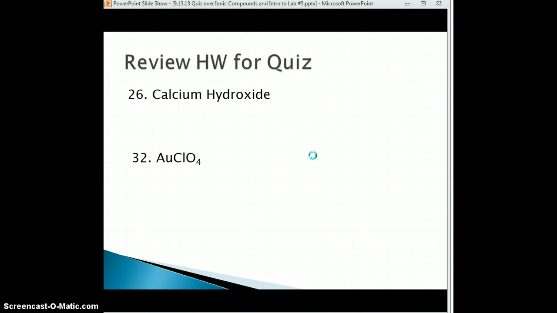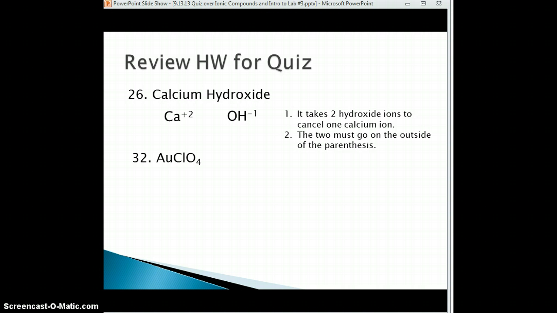Okay, a couple ones that we need to review for the homework so that we're clear on the quiz. So this is going to serve as a mini review session. You can see question 26 is calcium hydroxide. So that is a type 1 ionic compound, calcium being a predictable charge of having a charge of +2. Hydroxide is a polyatomic ion, and the charge for hydroxide is OH minus 1. So if we look at and compare the charges, it should take 2 hydroxides to cancel out 1 calcium. So the 2 you're going to place outside of the parentheses for the hydroxide.